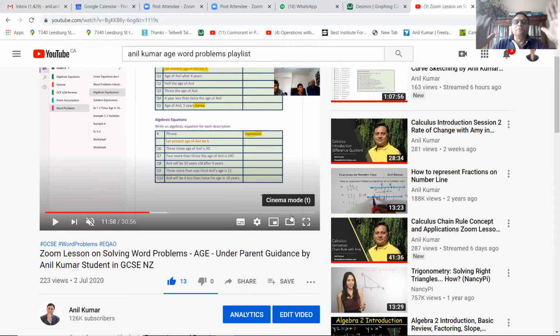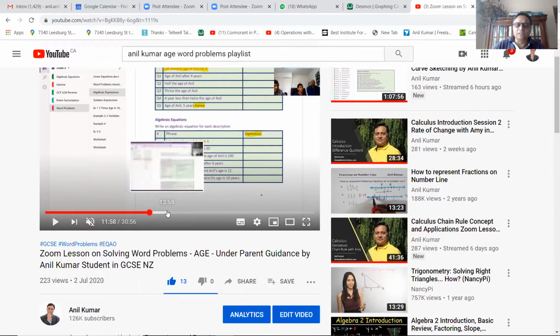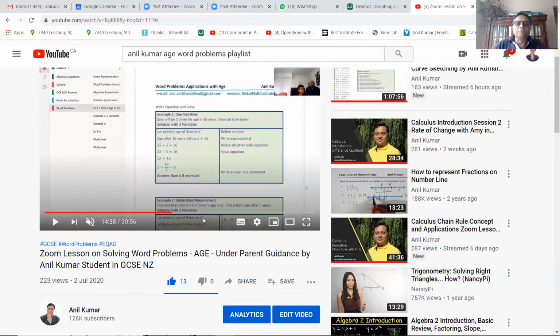Okay. So we saw that phrases have a keyword, which is equal to, right? And so you get an equation. Was it a good exercise? You now understand both expressions and equations, correct? So that is one part. Now it is the time to solve the equations.